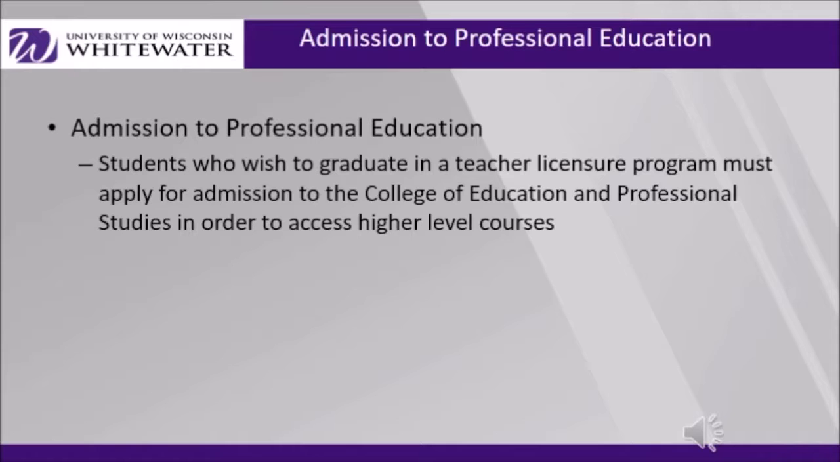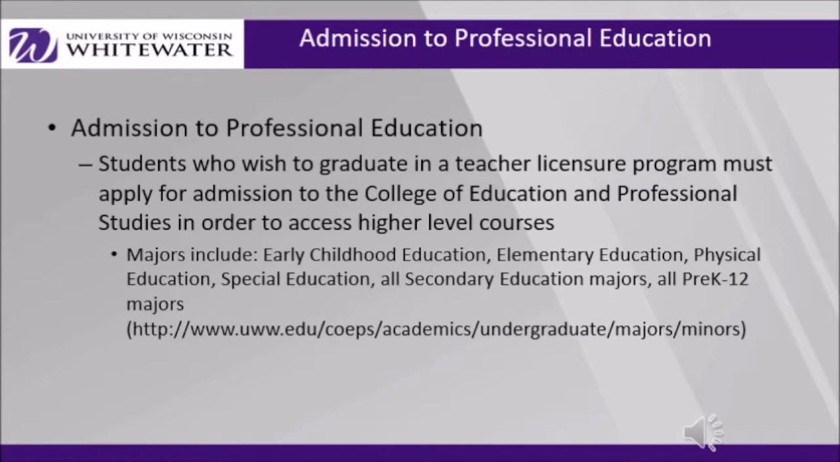The second point of admission, for admission to the College of Education and Professional Studies, gives you access to higher level courses in your major. Majors with requirements for admission include early childhood education, elementary education, physical education, special education, all secondary education majors, and all pre-K to 12 majors.